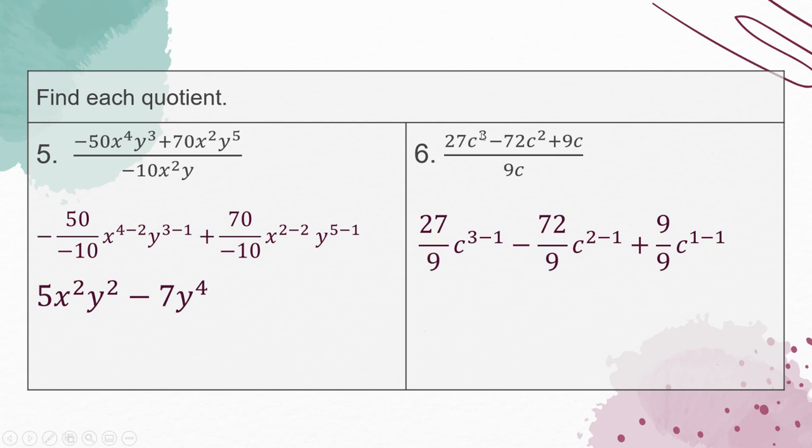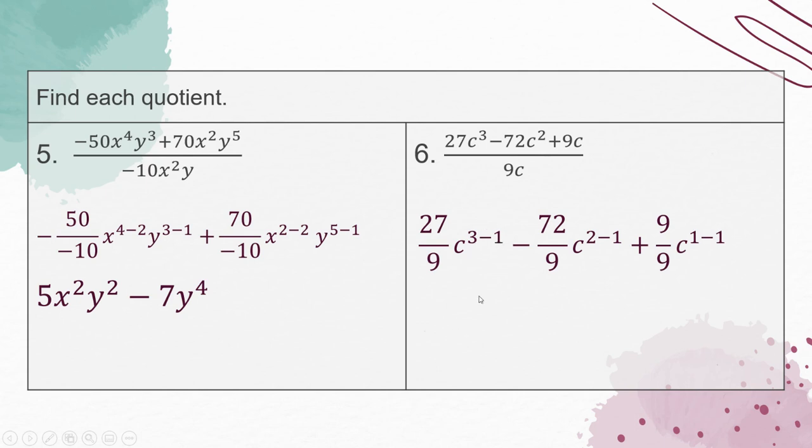For number 6, to take 27c cubed divided by 9c, we divide the coefficients, 27 divided by 9, and then we'll keep the base and subtract the exponents, c to the 3 minus 1. And then taking negative 72c squared divided by 9c, we divide the coefficients, negative 72 divided by 9. Then we keep the base and subtract the exponents, c to the 2 minus 1, plus, with our last term, we'll take 9 divided by 9, and c to the 1 minus 1.